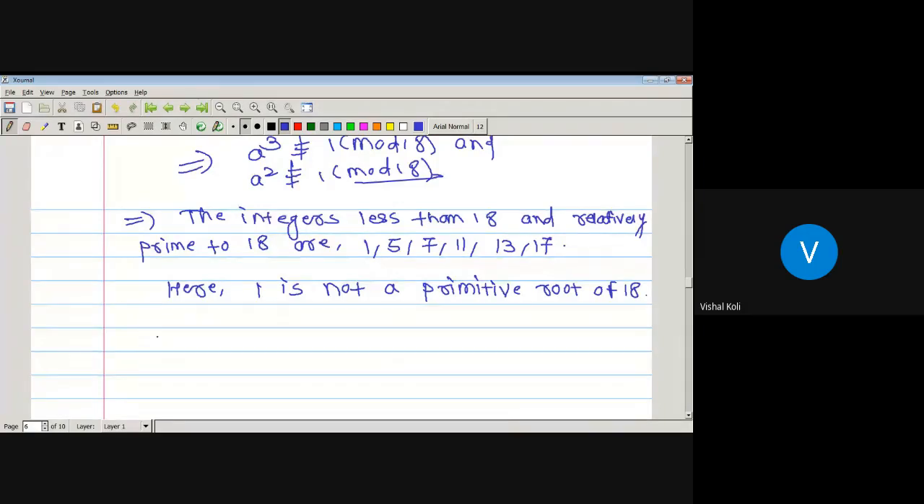So consider r equal to 5, and we have to check whether 5 cube and 5 square are not congruent to 1 modulo 18. So consider a cube equal to 5 cube. What is 5 cube? It is nothing but 25 into 5, which is 125. What is the value of 125 modulo 18?